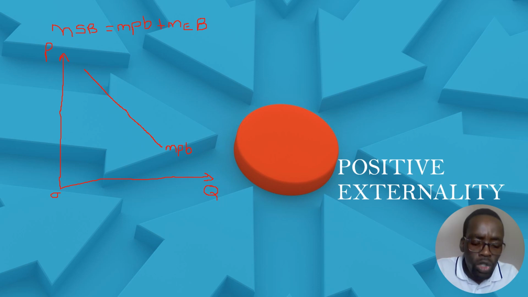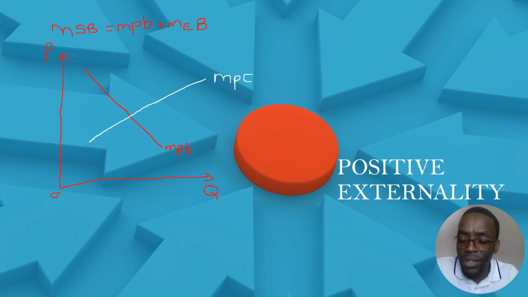And then we also have this positive slope, or positive curve, which we are going to call the marginal private cost. Okay, so our marginal private cost is that cost that is going to be incurred by the business, or the people that are directly involved in the activity.